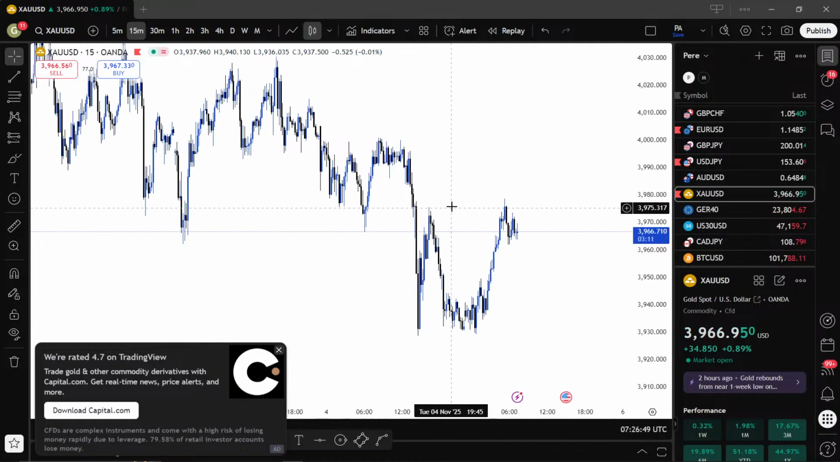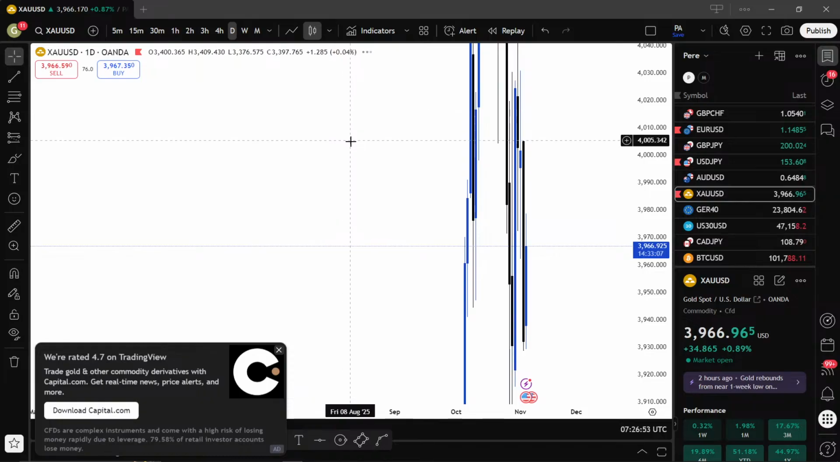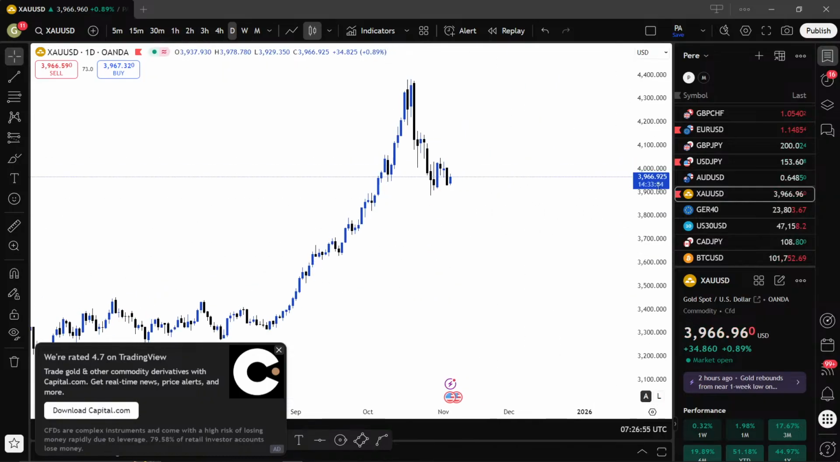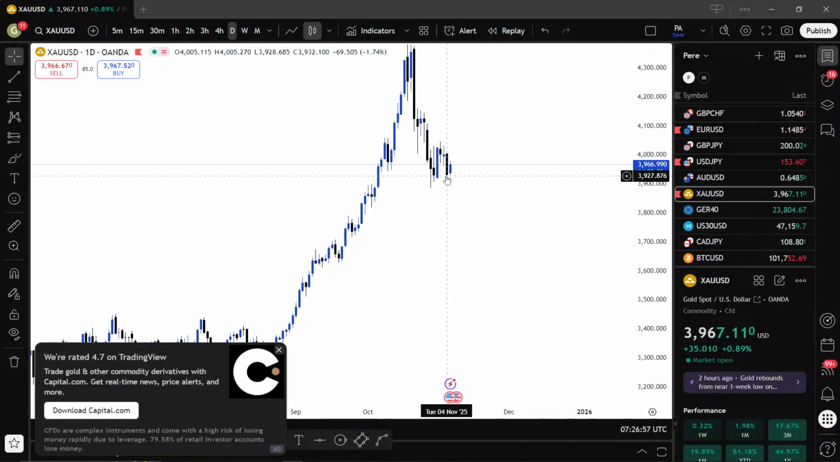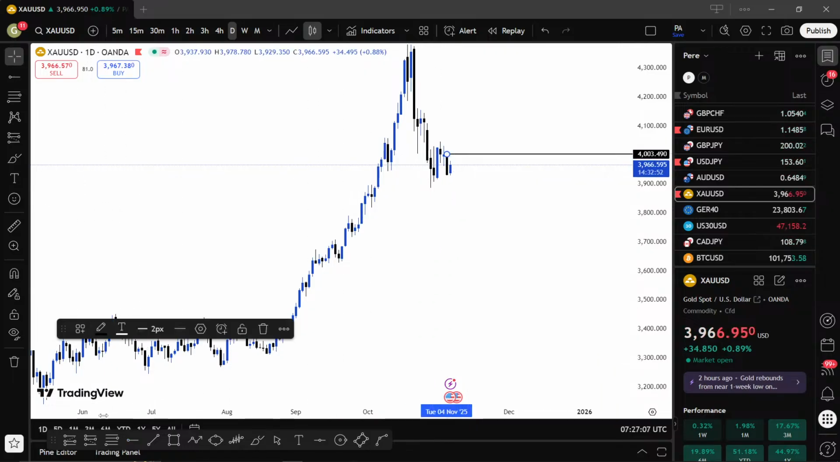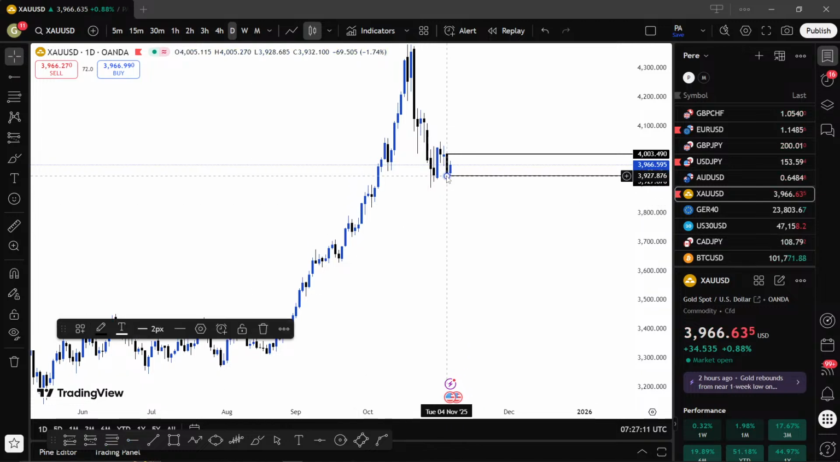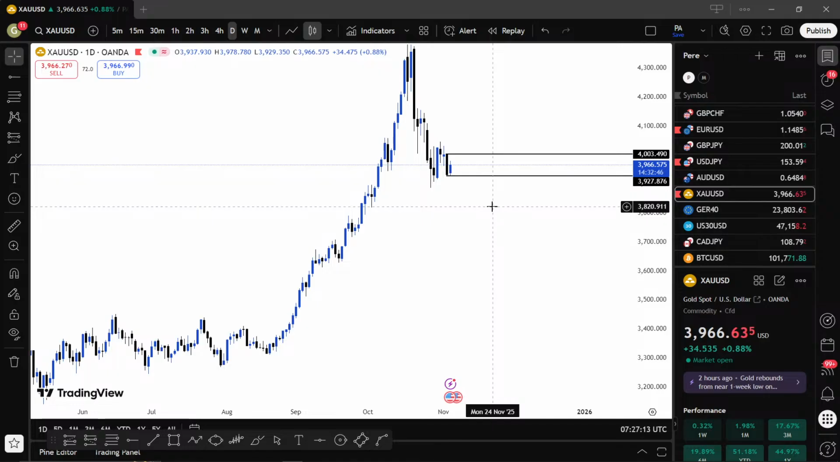So let me just clear everything off, and I'll come over to the daily time frame first. Now on the daily time frame, you can see the last daily candle was bearish. So what I'm basically going to do is just mark out the last daily candle, the highs and lows of that particular candle. I also have the highs and lows of the previous day candle.